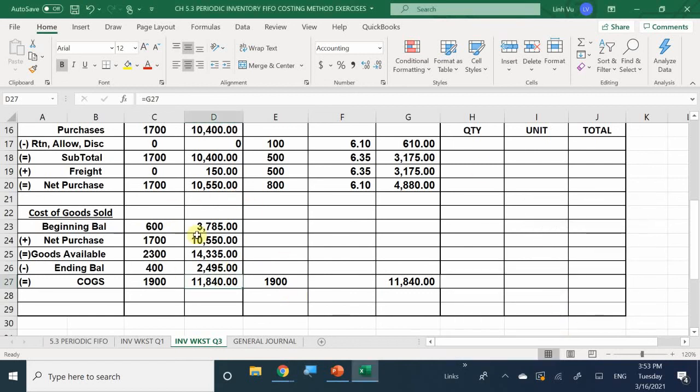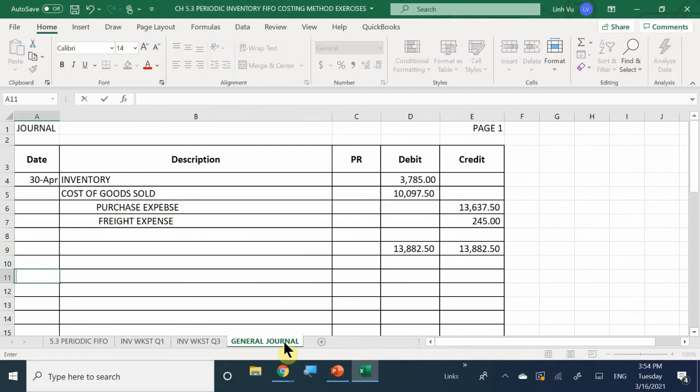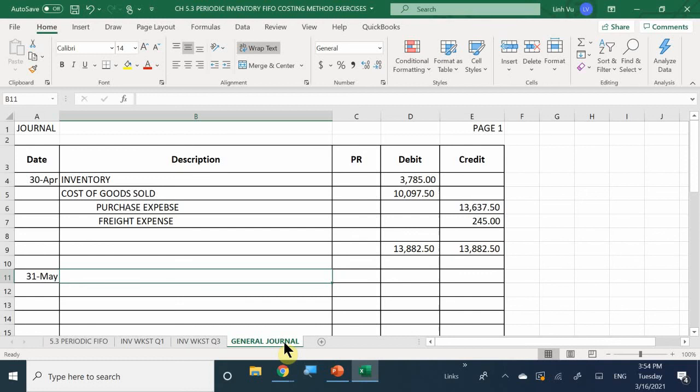Okay, so now that we solved for my ending inventory and we have the cost of goods sold, let's go ahead and complete my conversion entry. So once again, I'm using my journal on my Excel worksheet, just because on the Word document you have a separate little table for yourself. First off, it's May 31st now. Now that I am done with my worksheet, let's do my conversion entry.